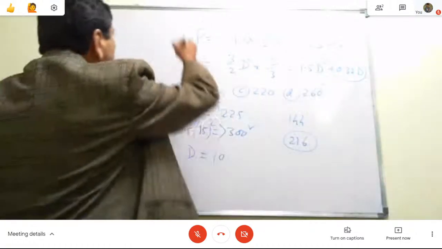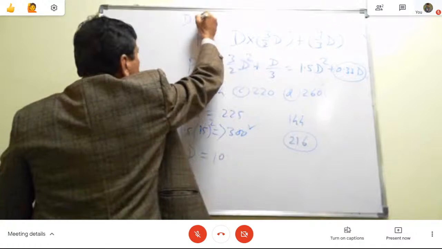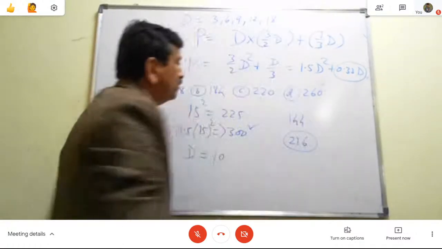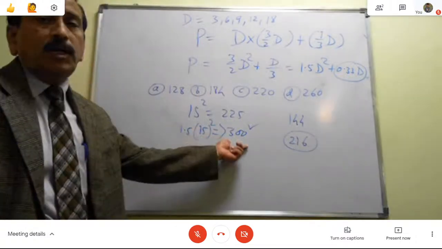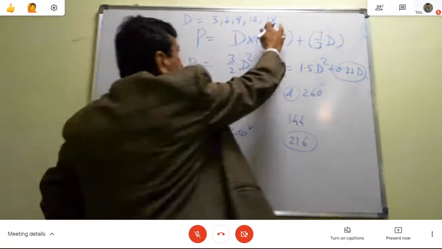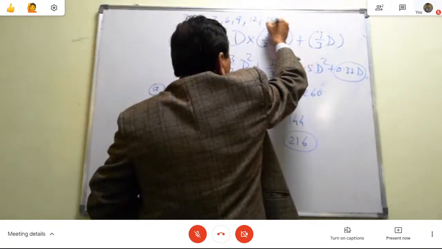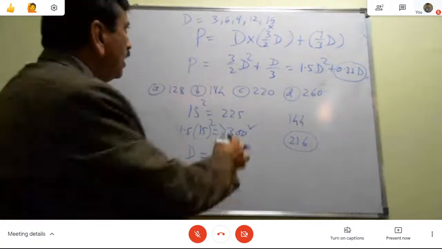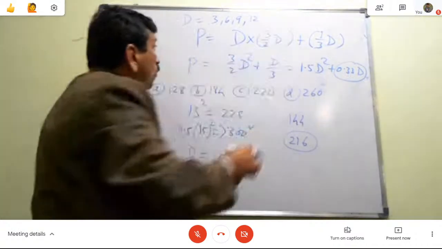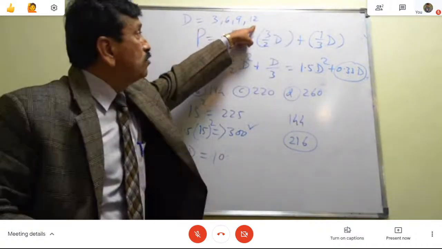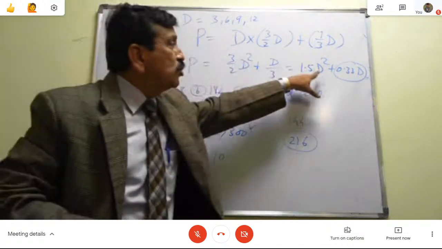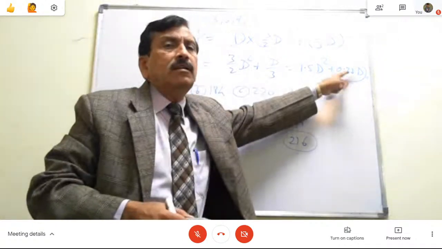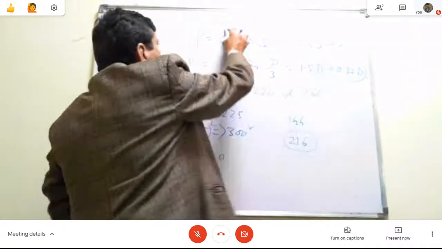Now I can say that the value of D could be 3, 6, 9, 12, 18. Now 15 square is going more than 300, so 15 cannot be there, and 18 cannot be there either. So the options available with us for D are 3, 6, 9, 12. If I consider 3 square is 9, 9 into 1.5 is almost 14, 14 plus something, 15. So this doesn't come in the range.